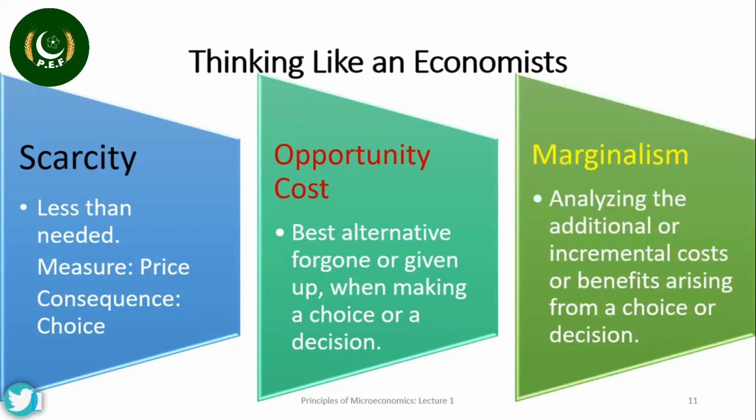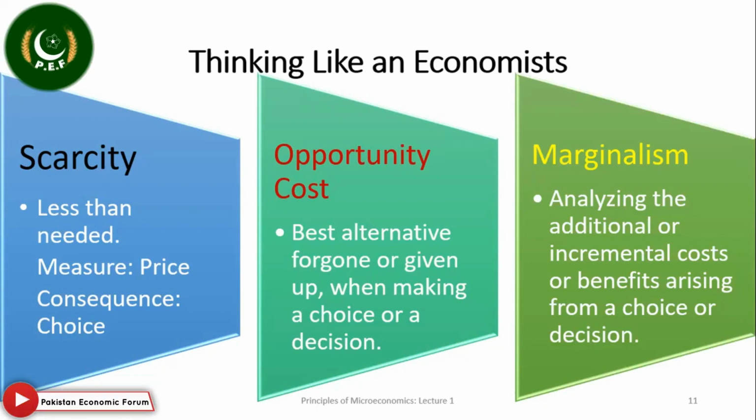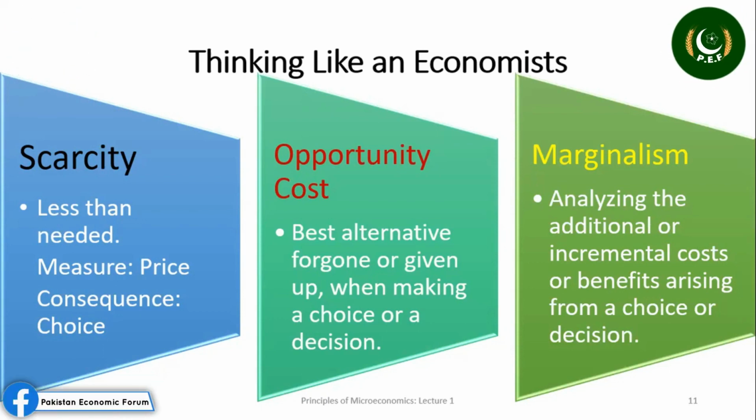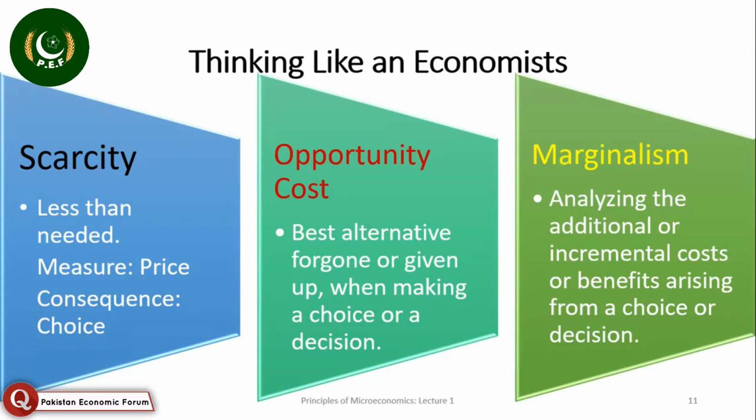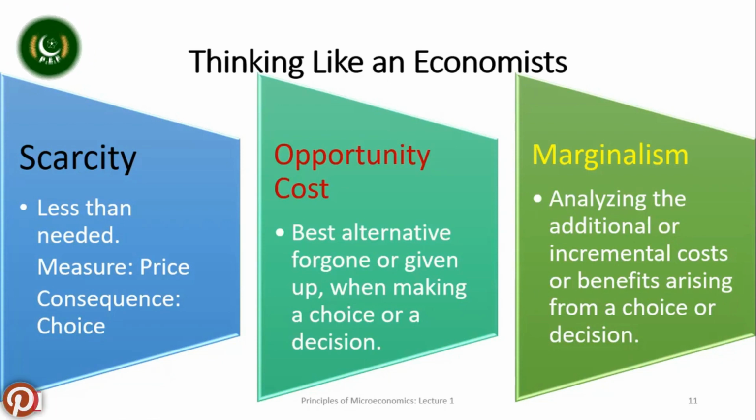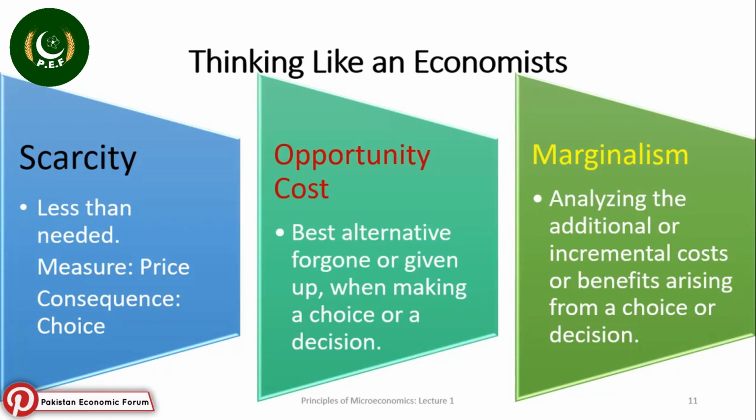Third is marginalism. Economists do not evaluate goods at their average, but they evaluate goods and decisions, especially when they compare the costs and benefits of a decision, based on the principle of marginalism. Marginalism says that you have to look at what effect a little change in your decision will cause, and you always evaluate your decision for those little changes. That is, you must analyze the additional or incremental cost or benefit arising from a choice or a decision.